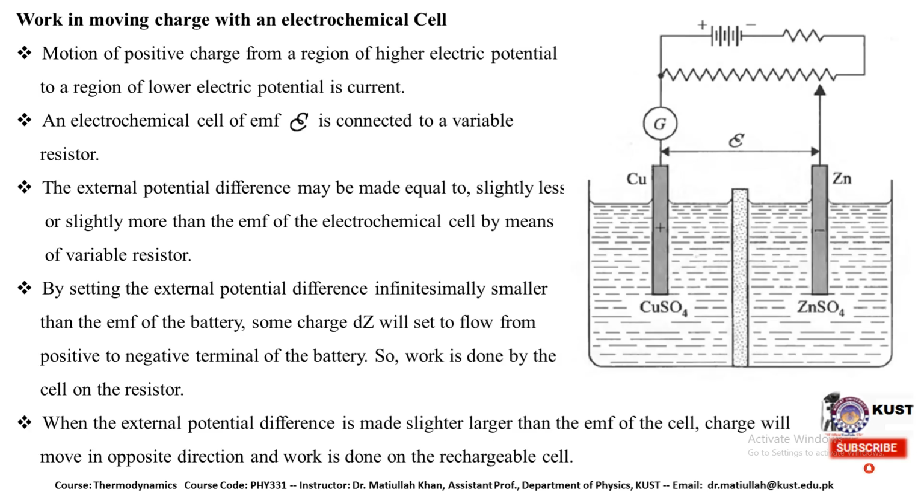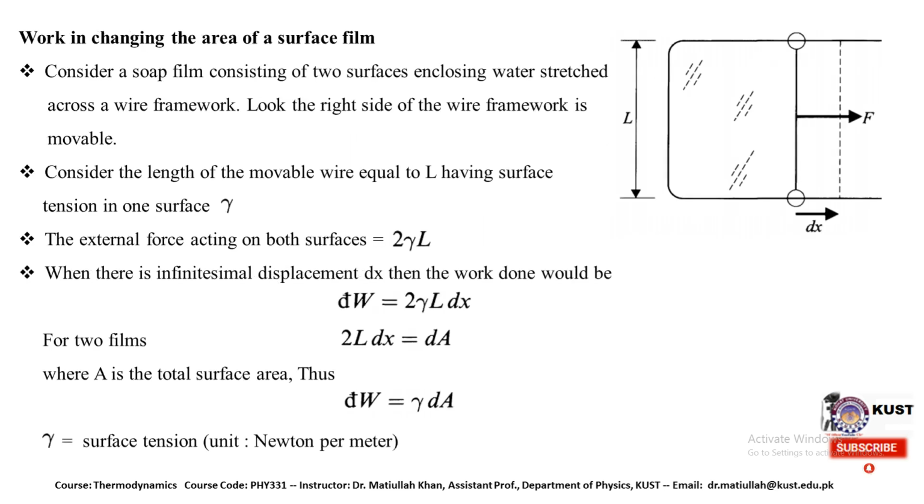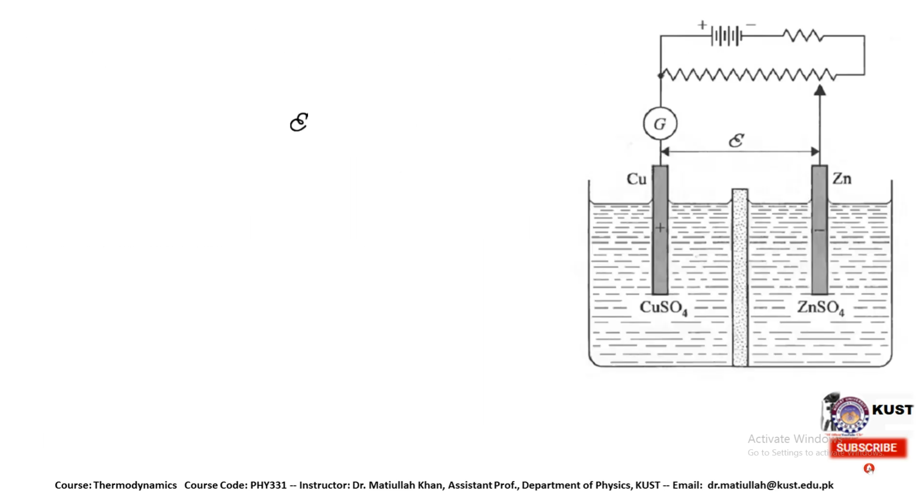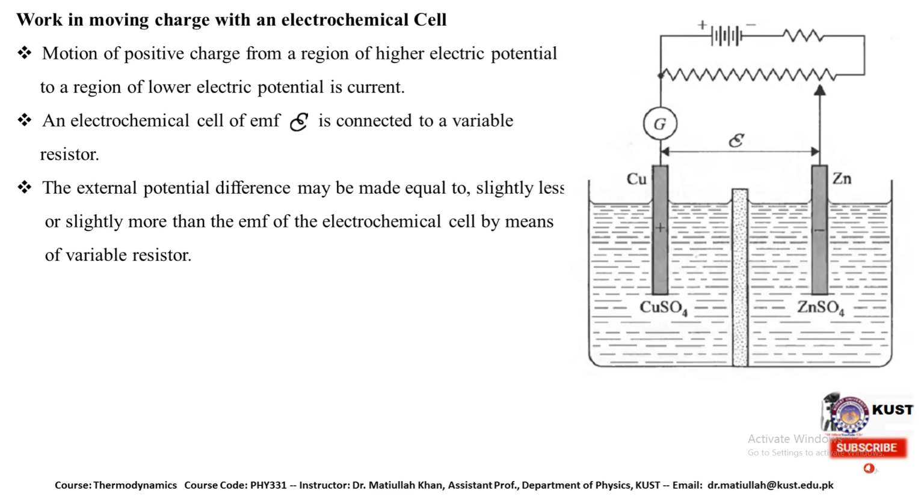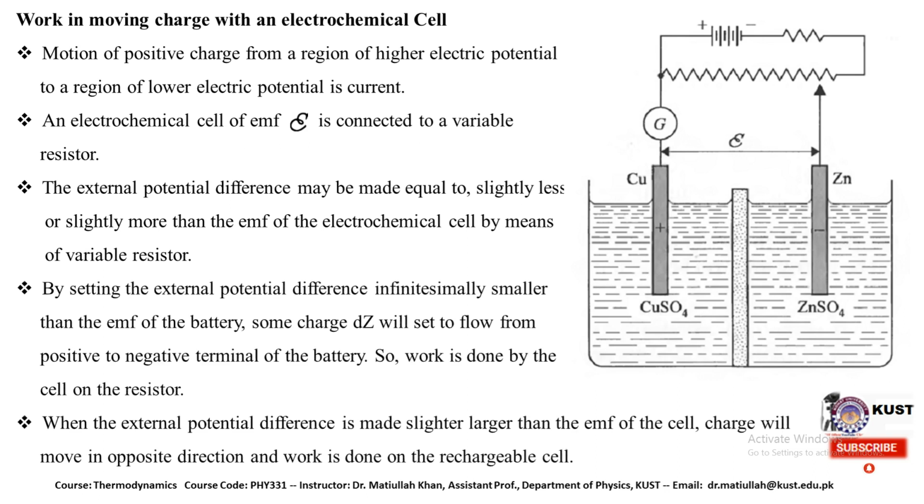So in this case we concentrated on the work in moving charges with electrochemical cells. So this is actually a three-dimensional system. In this lecture we discussed the work done in changing the length of a wire, work done in changing the area of a surface film, and finally for a three-dimensional system we discussed the work done in moving charge with an electrochemical cell. That is the charging and discharging process. So this is something about today's lecture.